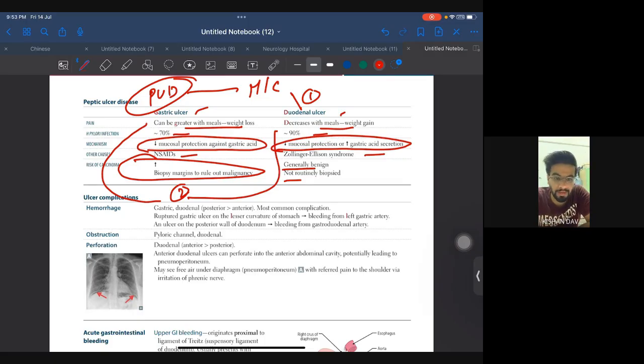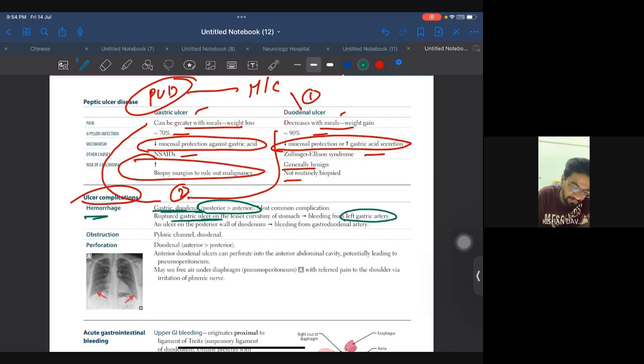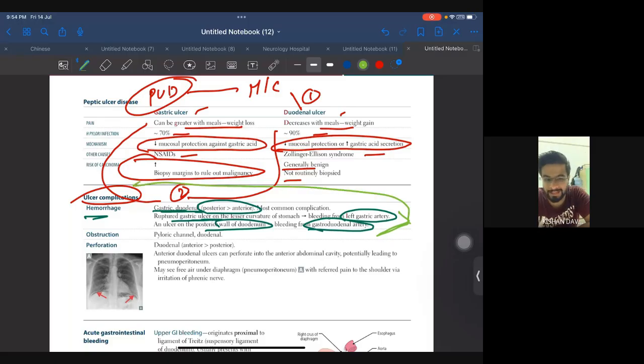Now, apart from the PUD, they ask about complications also. The complication they love to ask is hemorrhage, mostly from posterior ulcers. So if the gastric ulcer ruptures, then bleeding will be from the left gastric artery. But if the duodenal ulcer ruptures, it will be from the gastroduodenal artery. Please remember the names of these two arteries. That is the complication of peptic ulcer disease that might occur if there is a rupture of the ulcer. Very important questions have been asked.